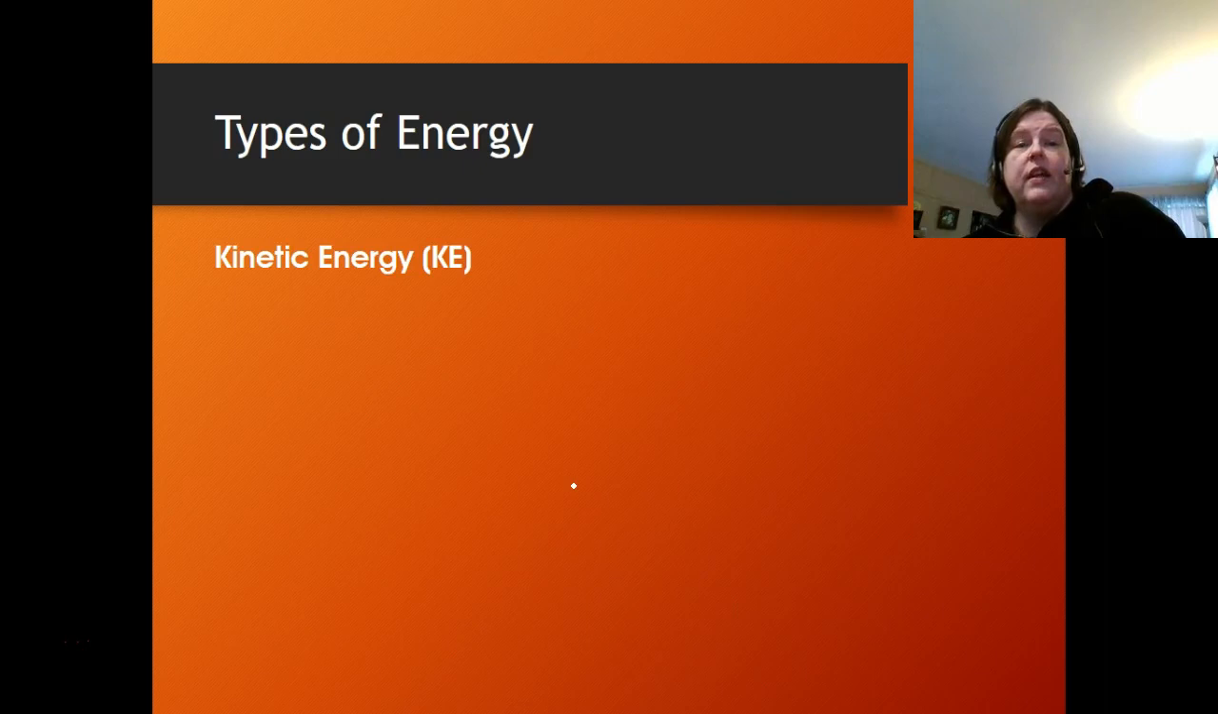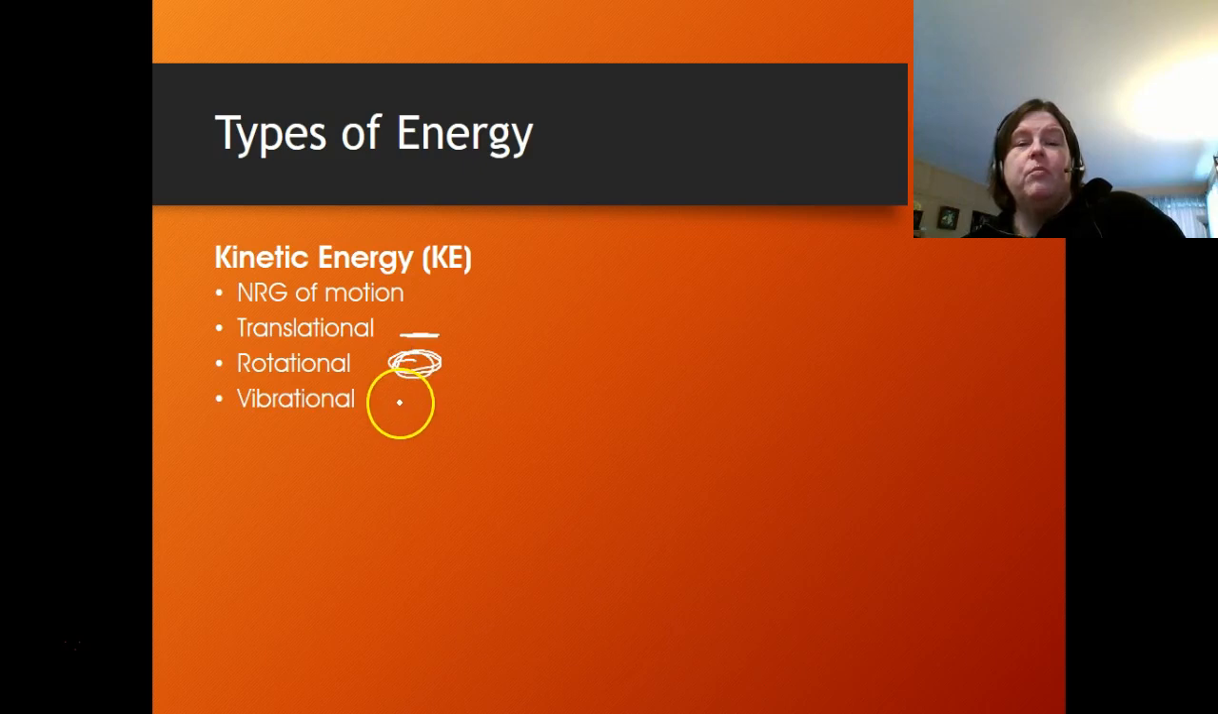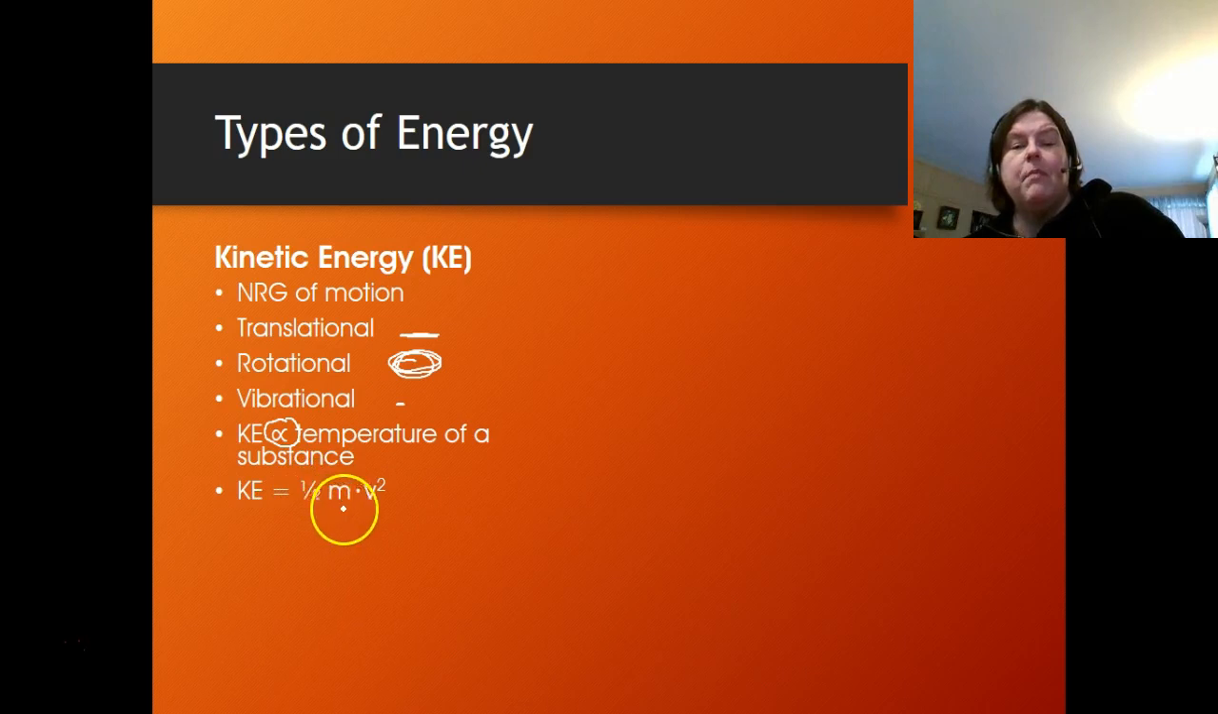Types of energy, there's kinetic energy. Kinetic energy is known as the energy of motion, and for us, in chemical terms, that can be translational motion, that's sliding back and forth, rotational motion, that's going round and around, or vibrational motion, just vibrating. And kinetic energy is proportional to the temperature of a substance. Kinetic energy is equal to 1/2 mv squared. That's the mass and velocity.